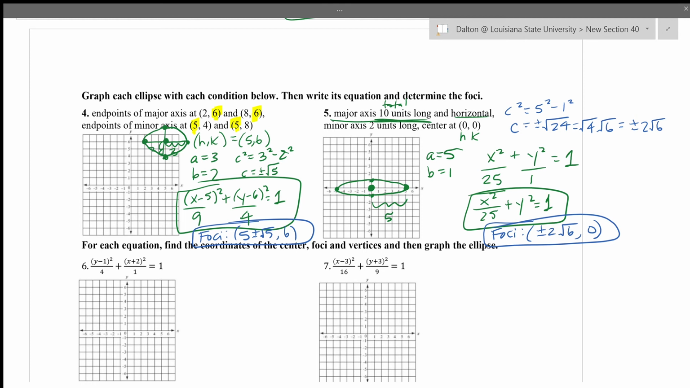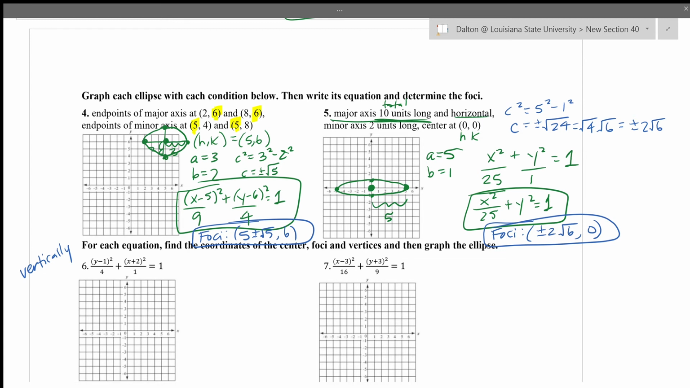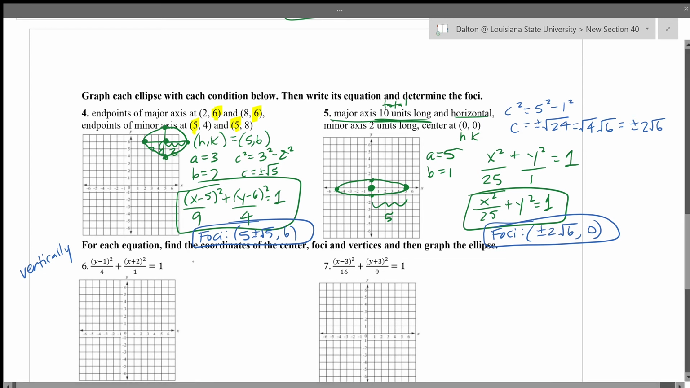Okay, so for number 6, the center point's pretty easy, except you have to make sure you pay attention to the order of the variables. Even though the y squared term comes first, which off the bat tells us that this one's going to be stretched vertically, your h and your k are still paired with the x and the y, respectively. Okay, so your center point is going to be -2, +1. So let's graph that first. -2, +1.